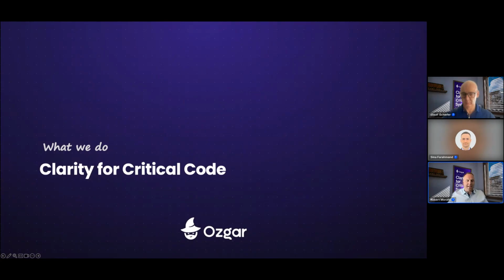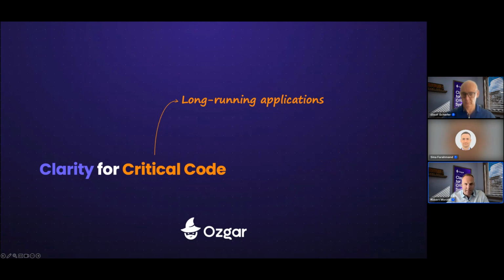So what we say we do is clarity for critical code. And what does critical code mean? What we mean by that is legacy applications, long-running applications, things like RPG and COBOL, complex systems, the spaghetti code type systems, and then big monoliths, right? So big Java systems or one big single application that has everything tied to it.